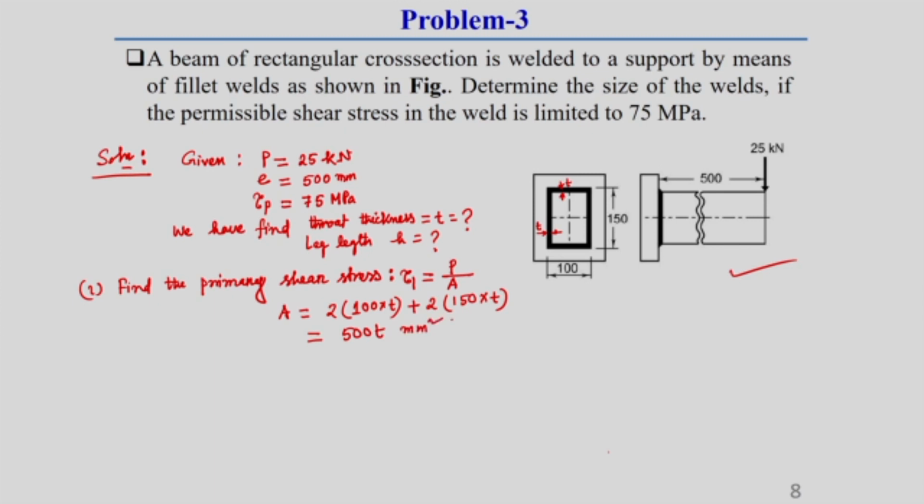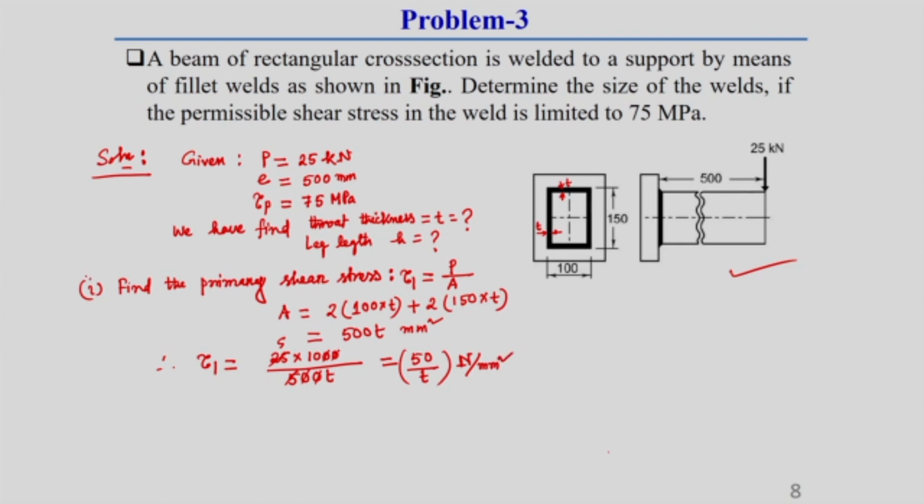So, the primary shear stress: this is the cross-sectional area of the weld, correct. Its unit will be millimeter square. So the primary shear stress tau 1 will be equal to P, which is 25 into 1000 Newton, divided by the cross-sectional area of all the weld, which is 500 T. This will be 50 divided by T. Its unit will be Newton per millimeter square.